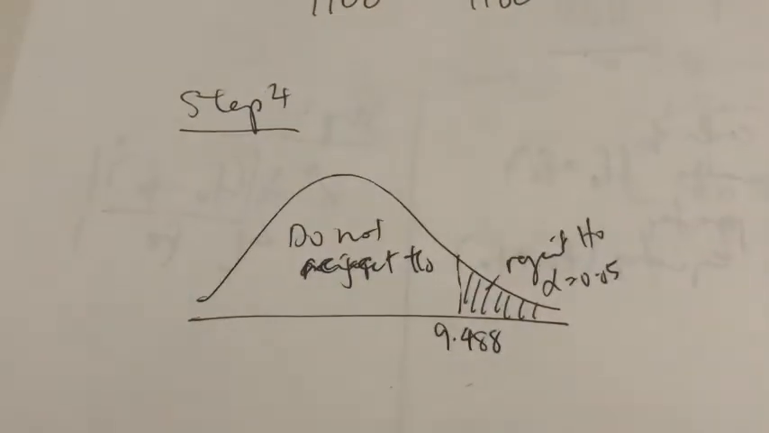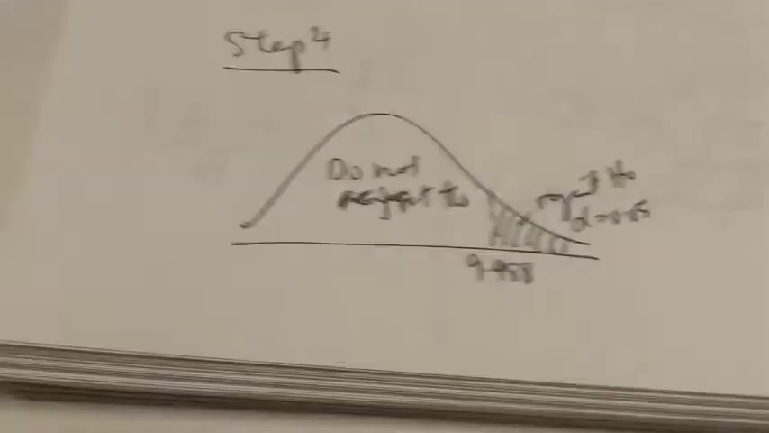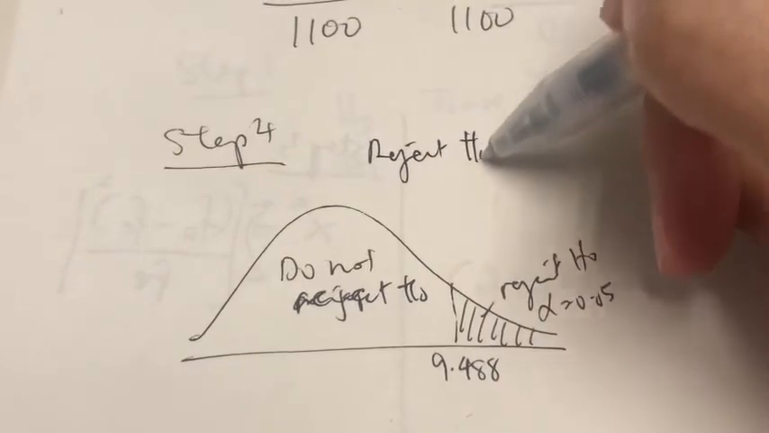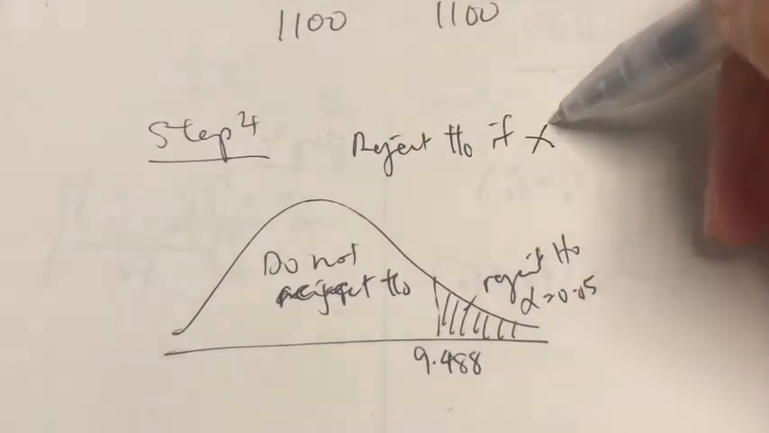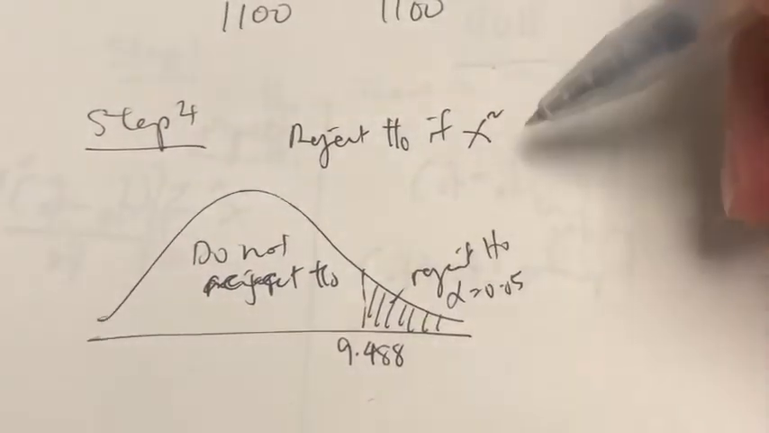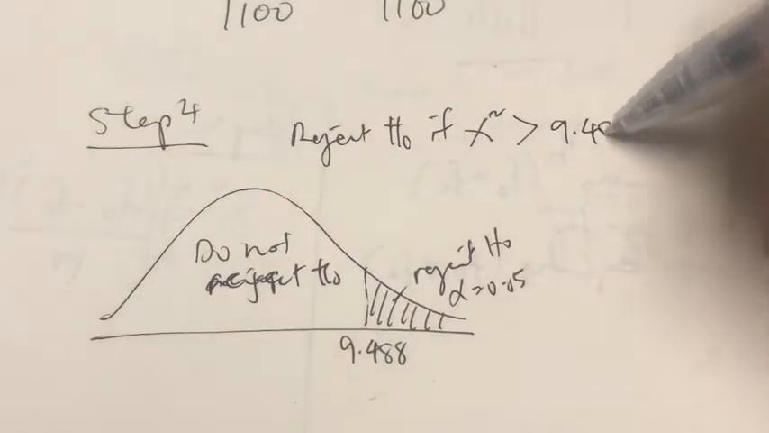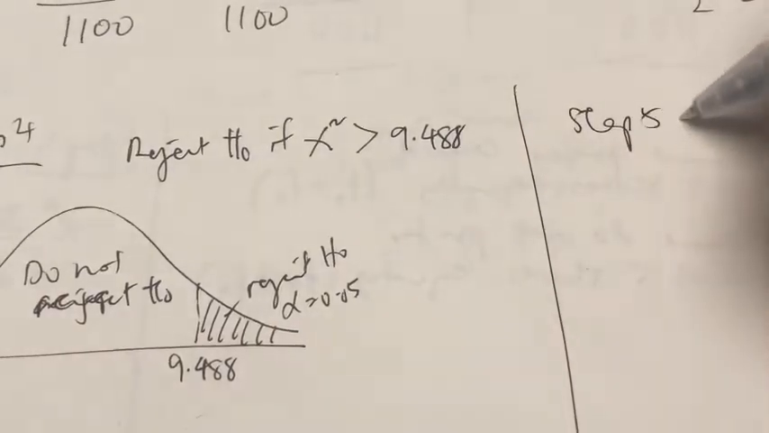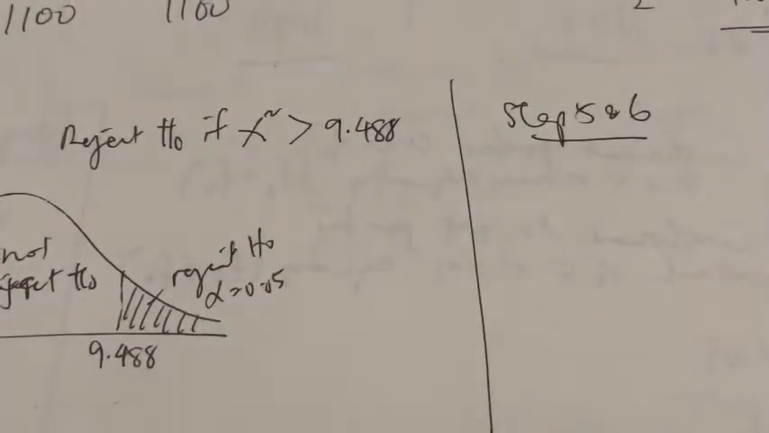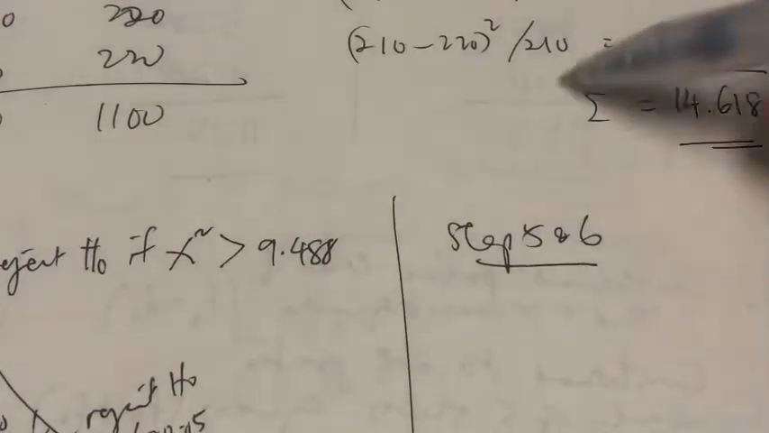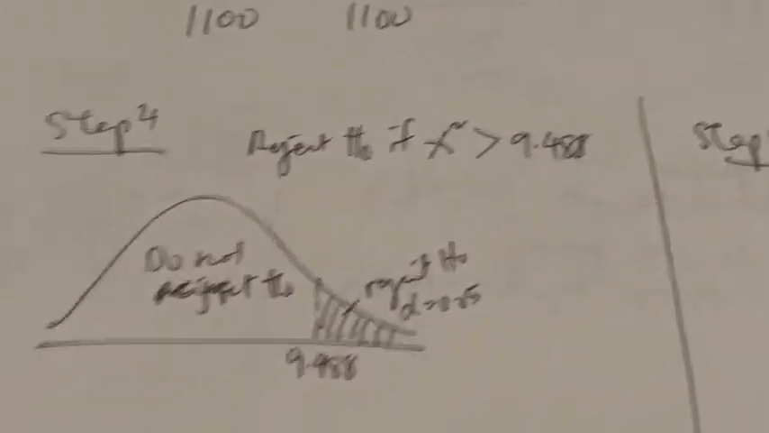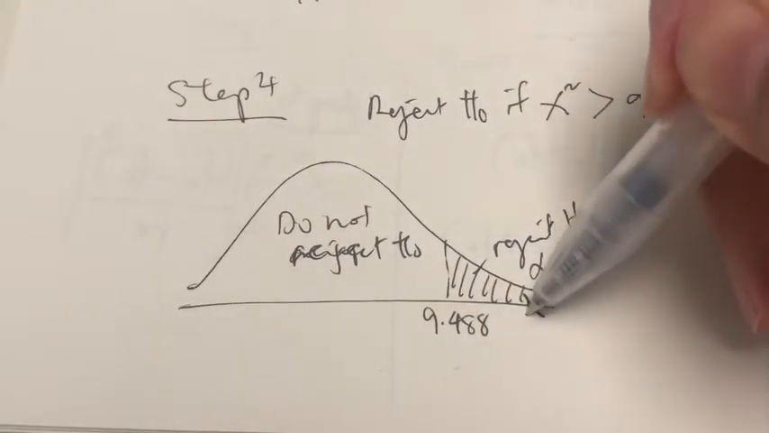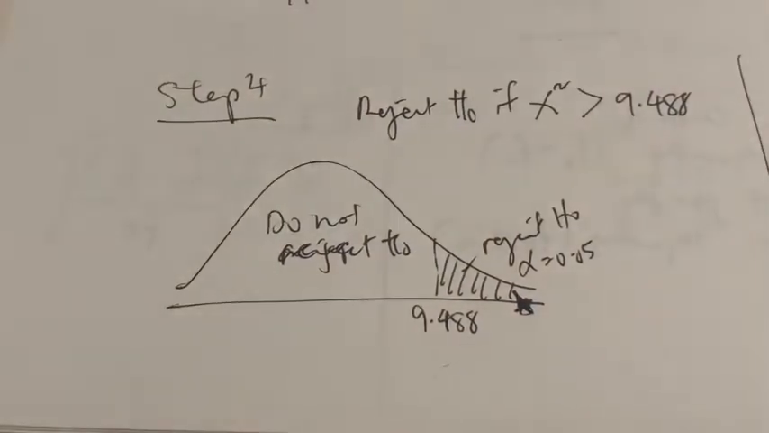9.488. Right, so let's write down our rejection rule. We will reject the null if our test statistic is greater than 9.488. So now let's move on to steps 5 and 6. Let's compare. This is our test statistic, guys, 14.618. So where does it fall, in the acceptance or rejection area? It's really big, so it's somewhere in the rejection area.